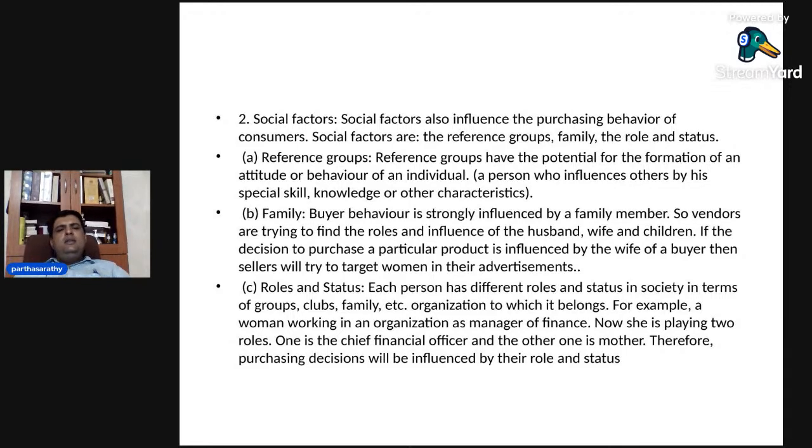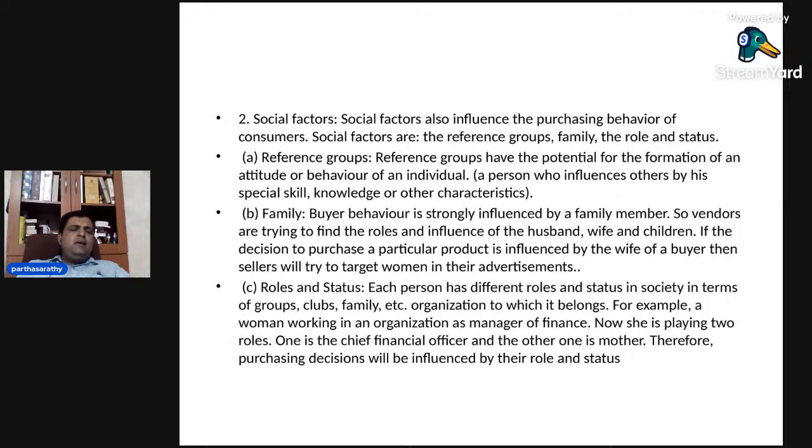So the next one is role and status. Each person has a different role and status in society in terms of group, club, family, organization. For example, a woman working in an organization as a manager of finance is now playing two roles. Today, most of the women are also in the work group. So they have different roles to play as a family member, as a member of an organization, as a member of society, as a member of their own group. Therefore, the purchasing decision will be influenced by their role and status.